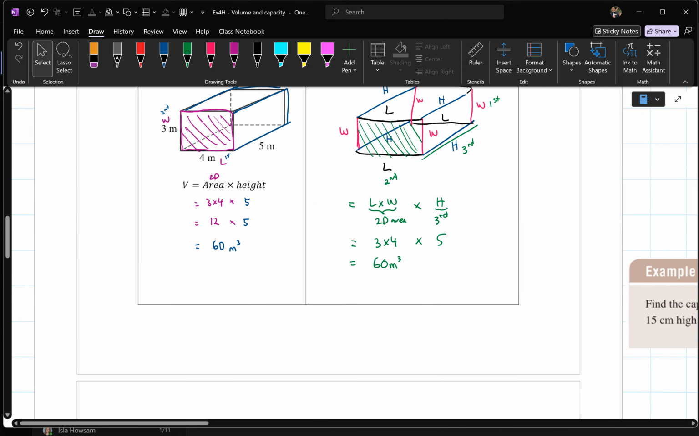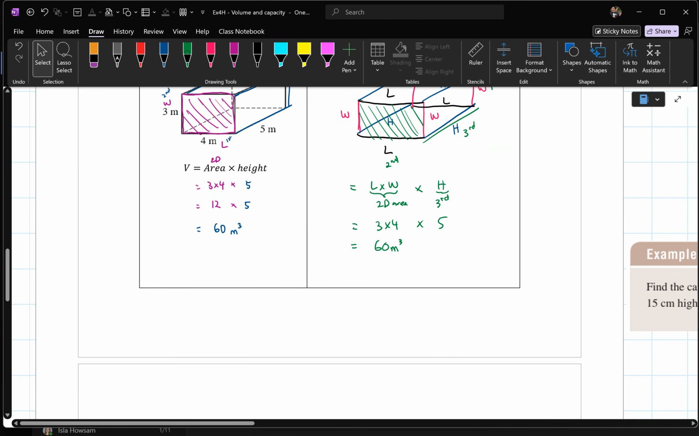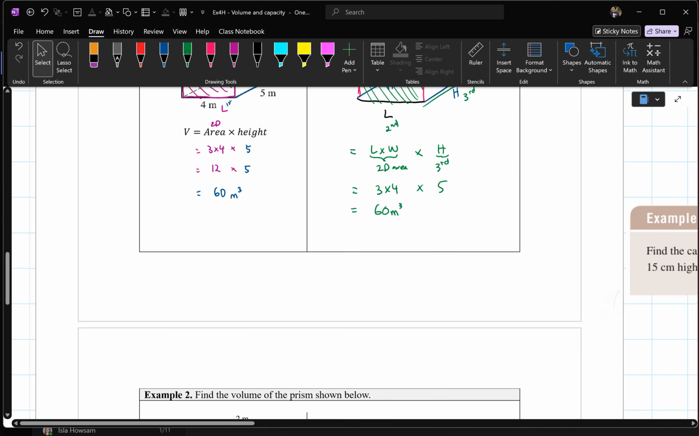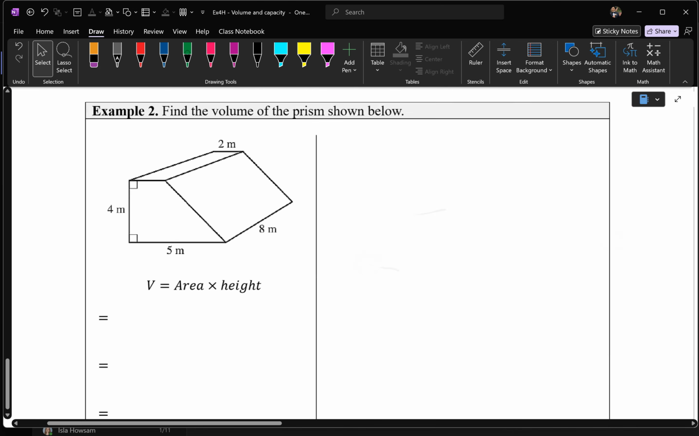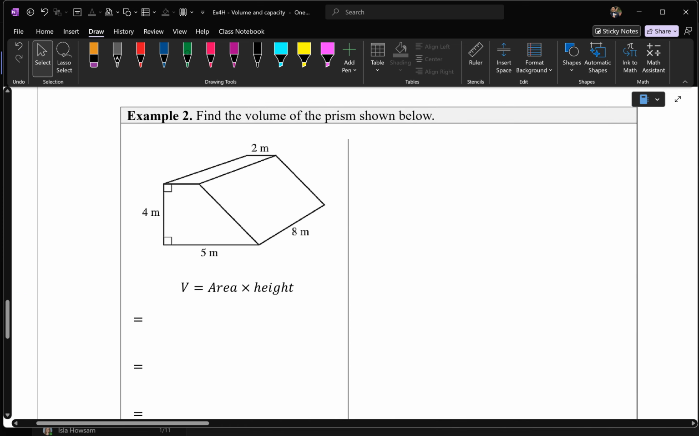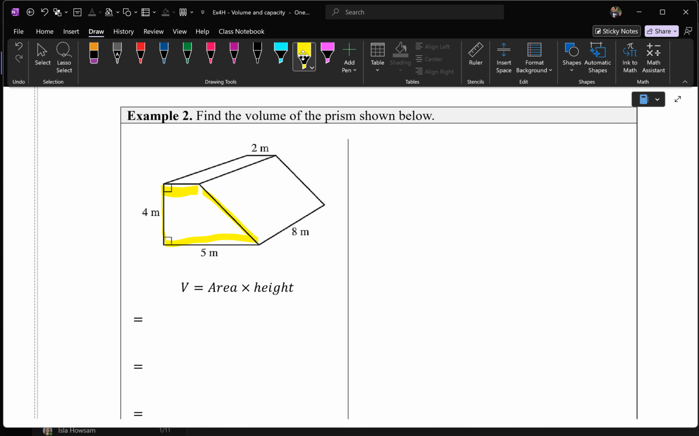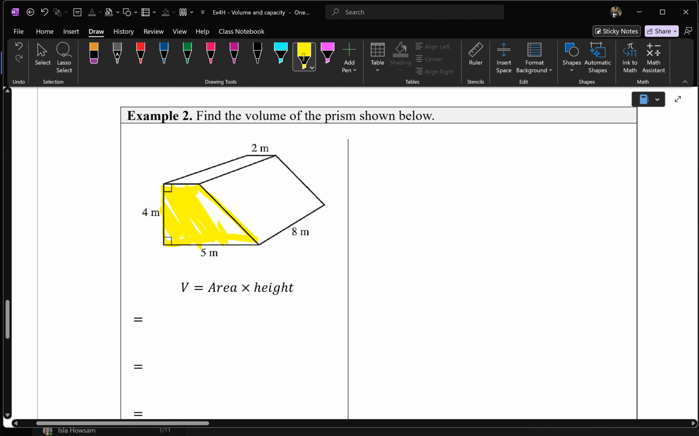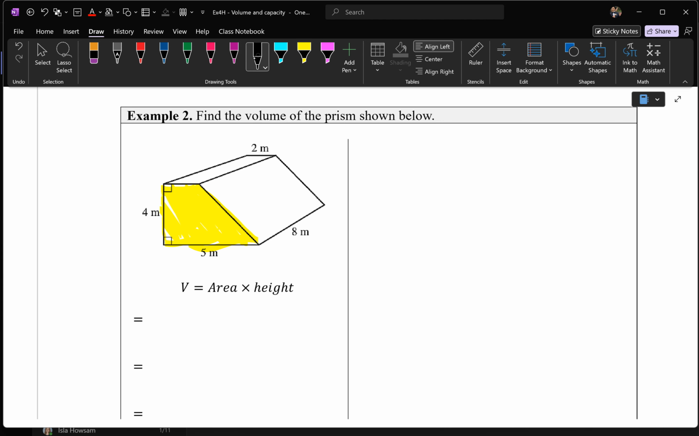If you understood that idea, you can then start to understand why the cylinder formula works the way it does and all the other formulas. So let's have a look at this one. Same idea. Can you find the 2D area or 2D shape? I can see this shape here that I'm coloring in now. This is a 2D shape, and this two-dimensional shape is actually a trapezium. Can you see how it's a trapezium?